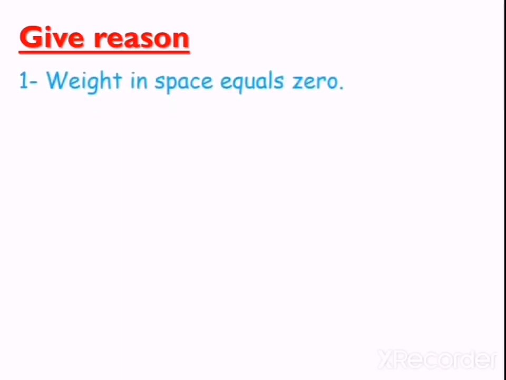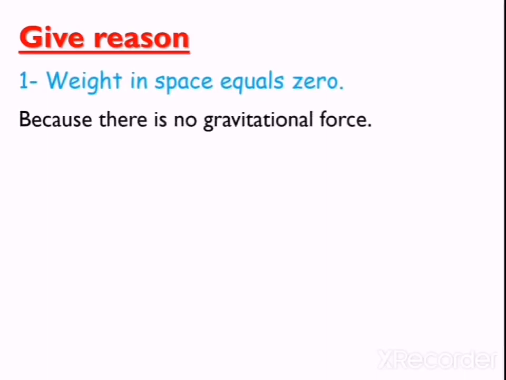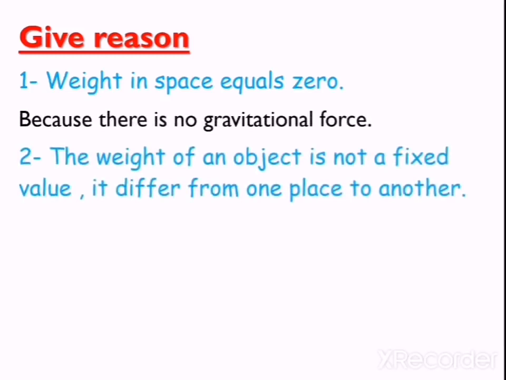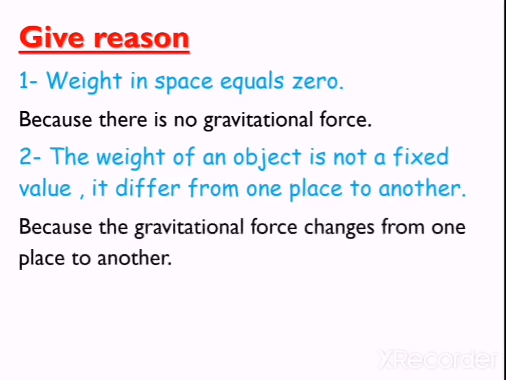So the weight in space equals 0. Why? Because there is no gravitational force. And the weight of an object is not a fixed value because it differs from one place to another, because the gravitational force changes from place to place.